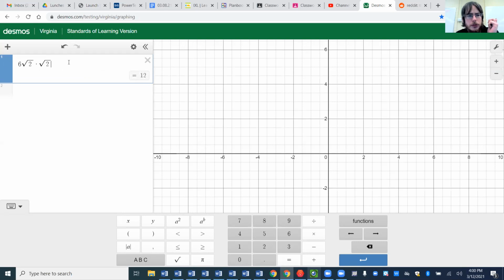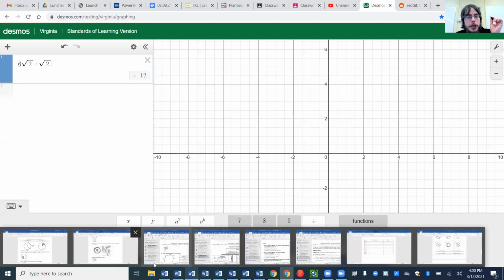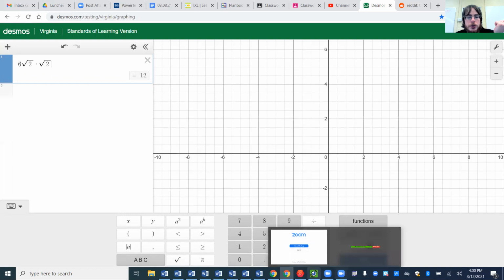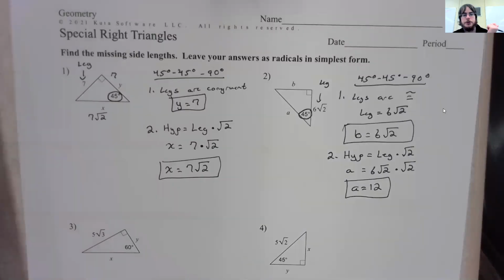Now, I use the keyboard shortcut, the typing shortcut for square root, but down here, you can see that here is your square root button that you would press. So 6 root 2 times root 2 gives you 12. So be very careful about that when you do your problems.